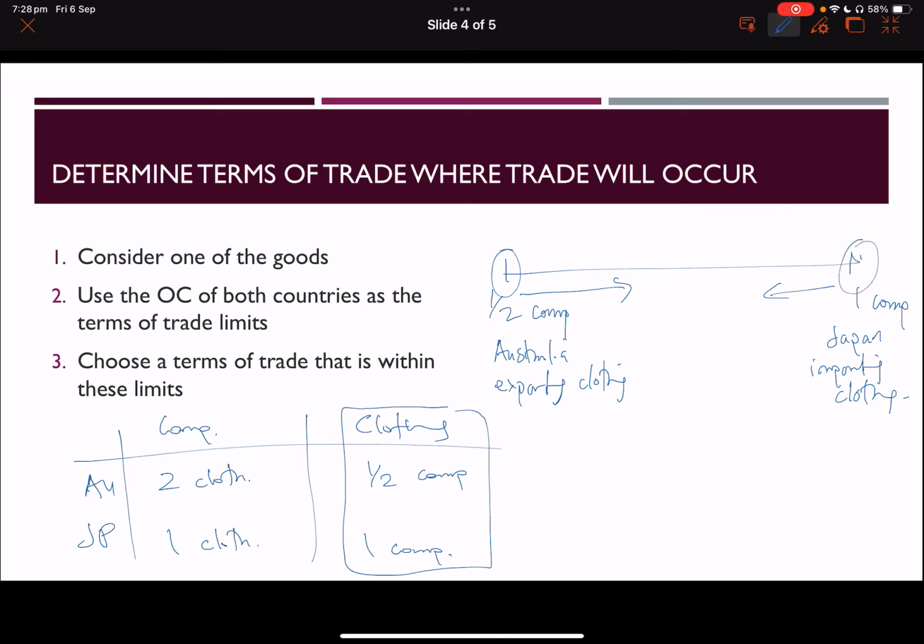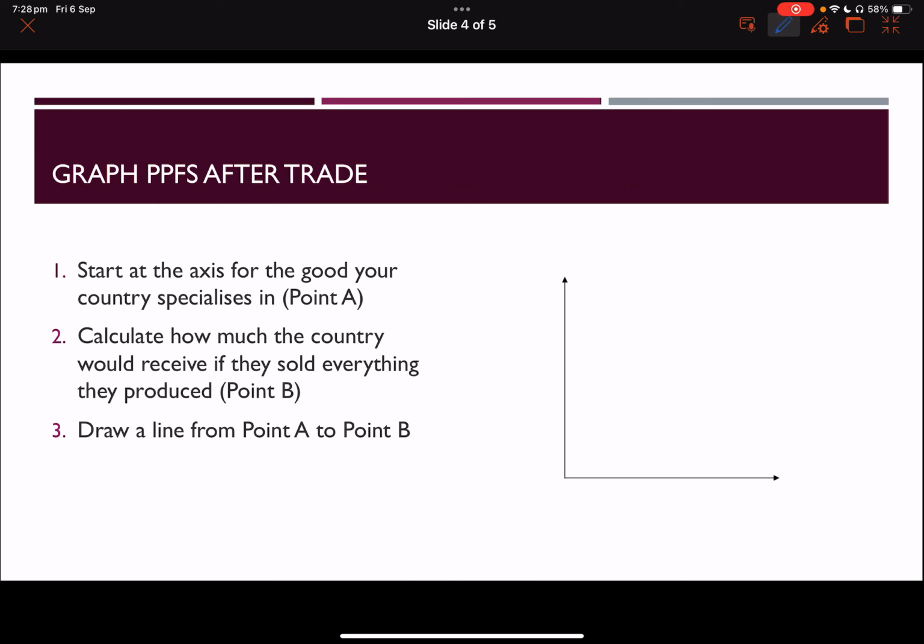All right, so now that we've established the boundaries of the terms of trade, we need to choose the terms of trade and then see how we graph that. So for argument's sake, let's say the terms of trade is going to be one piece of clothing for 2/3 unit of a computer. So that's going to be the terms of trade. So let's see what that looks like.